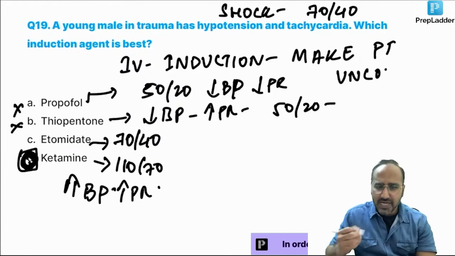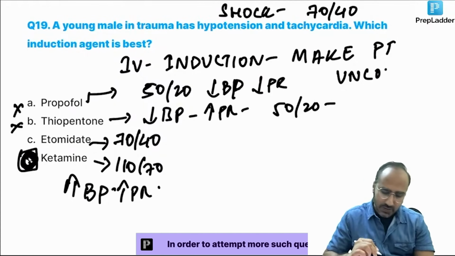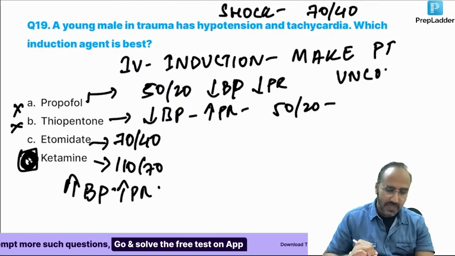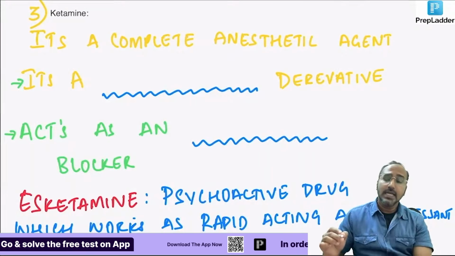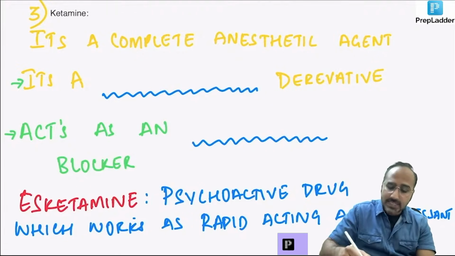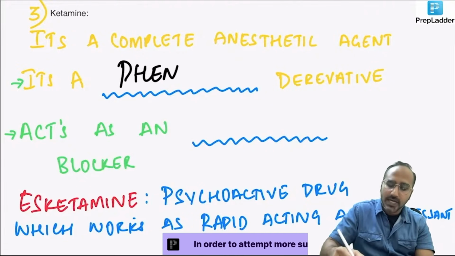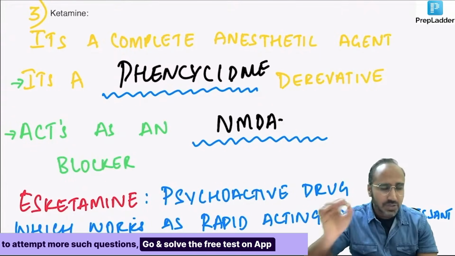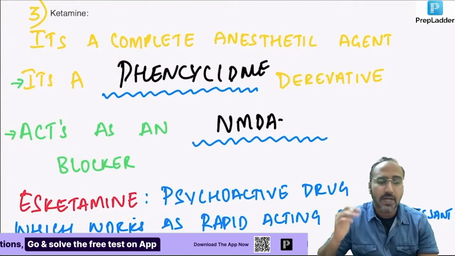Ketamine. Now, as we are discussing ketamine, a few points of ketamine we need to discuss guys. What are the few points of ketamine? Okay, we'll discuss about that later. Ketamine is a complete anesthetic agent. It is a phencyclidine derivative and NMDA receptor blocker. Now, regarding ketamine guys, the most important thing is the effect of ketamine on various systems.